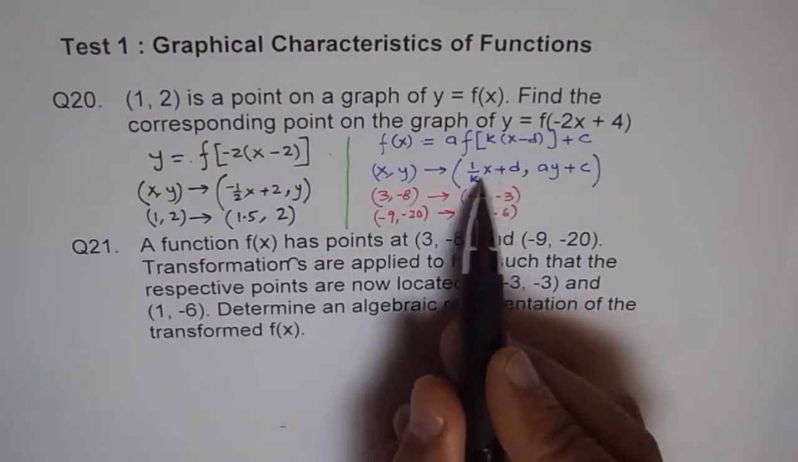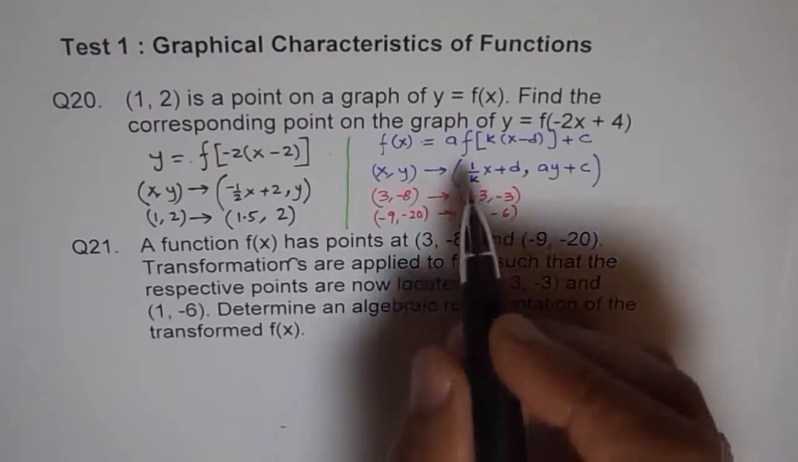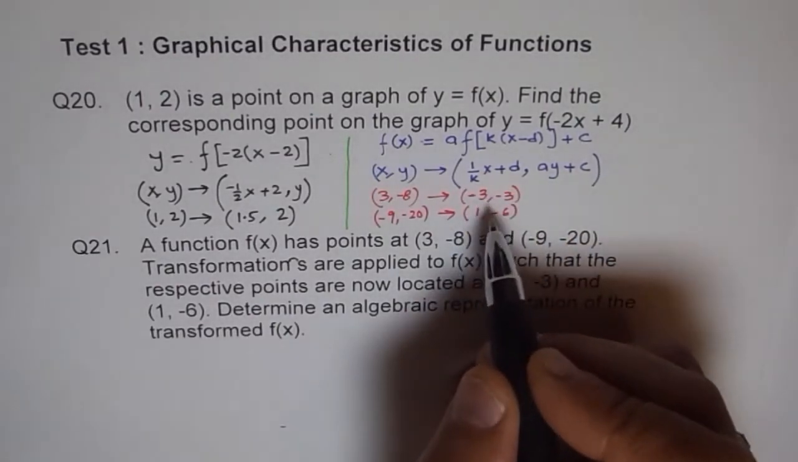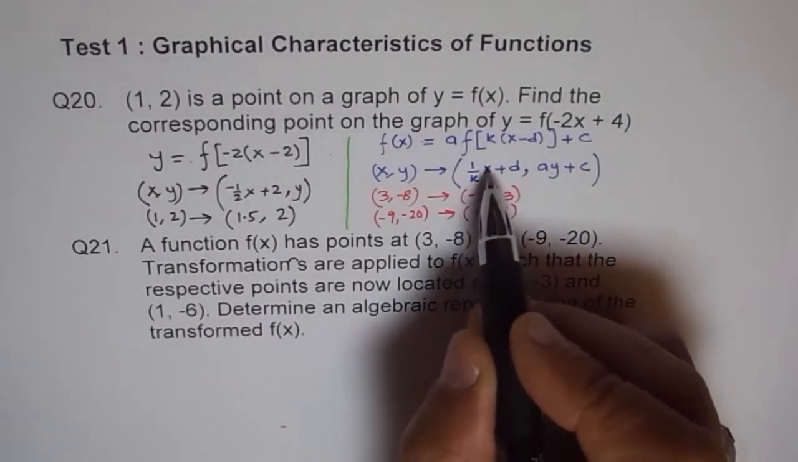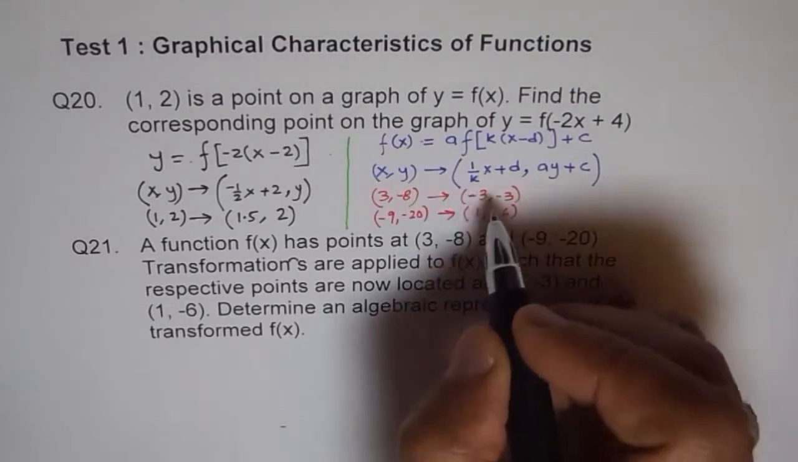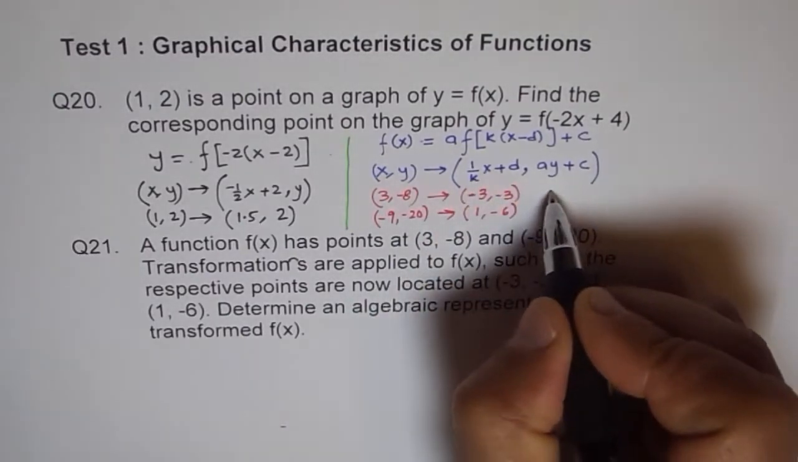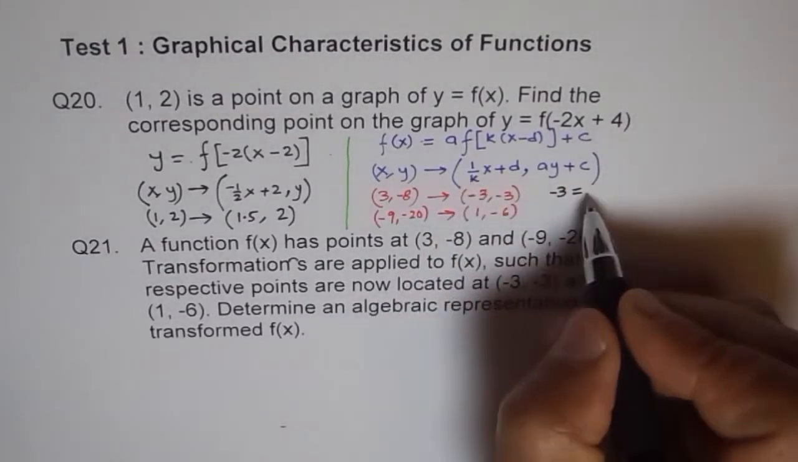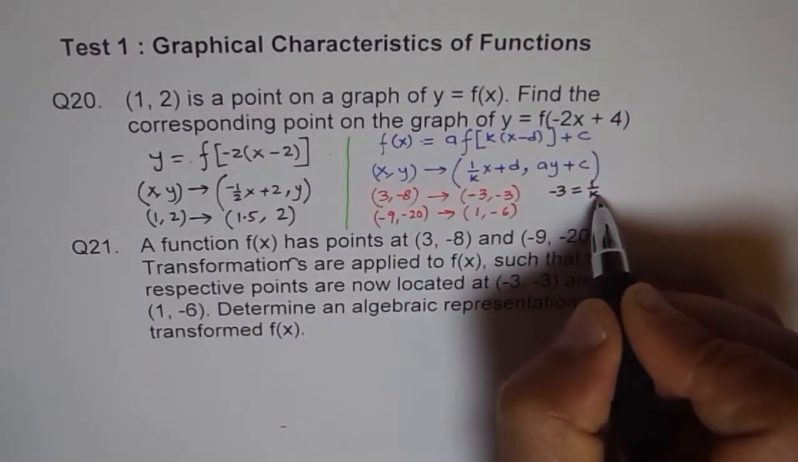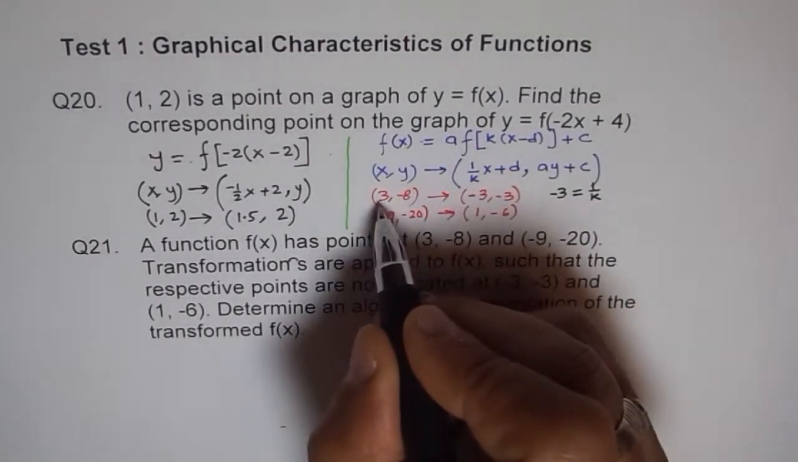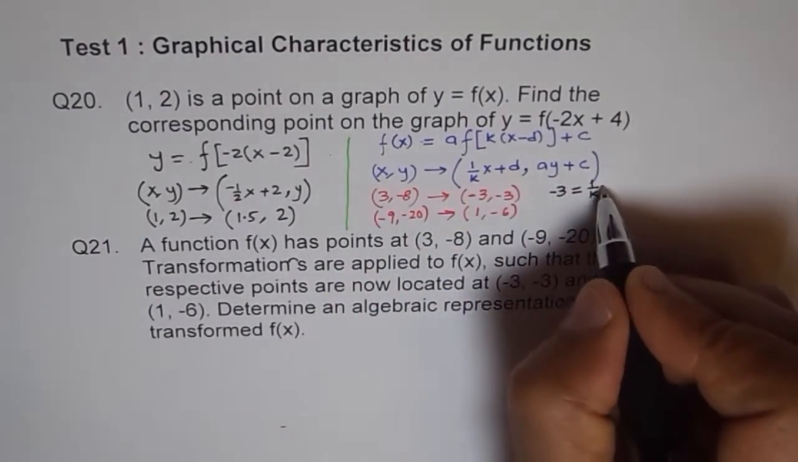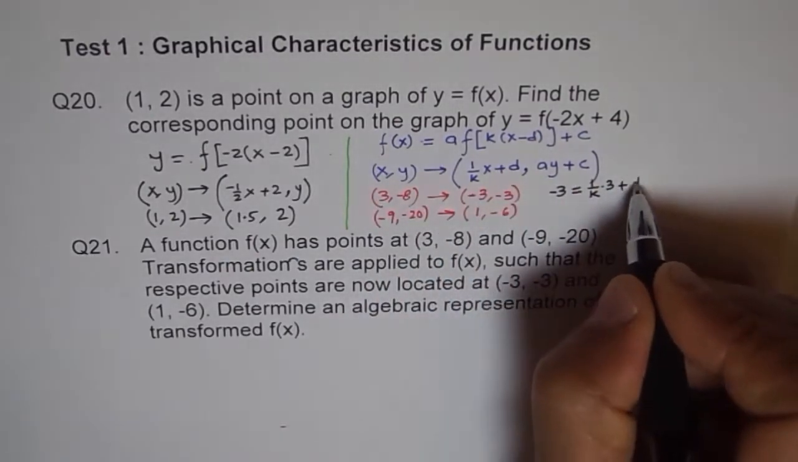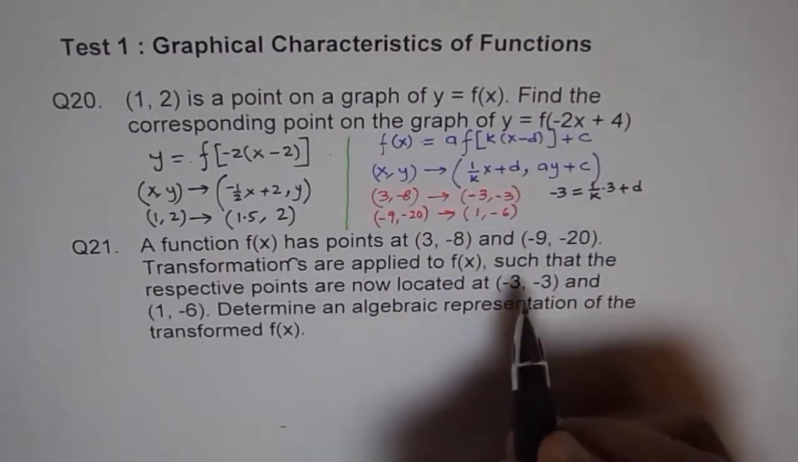So I am going to use this equation and show you how to do it. Let me do the x part here. The x part is minus 3, so I'll say minus 3 is equal to 1 over k times the x value plus 3, plus d. And I don't know what d is. So this is one equation.